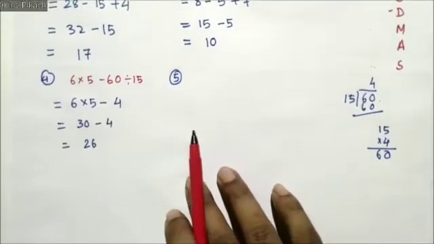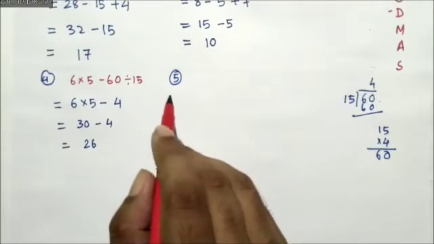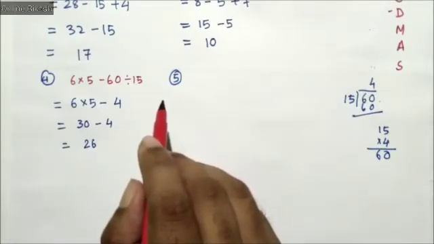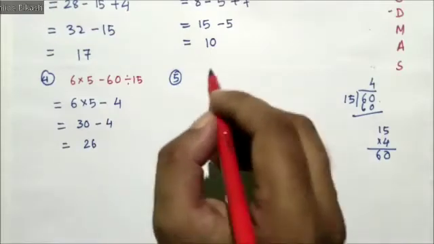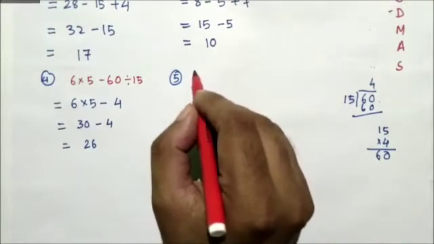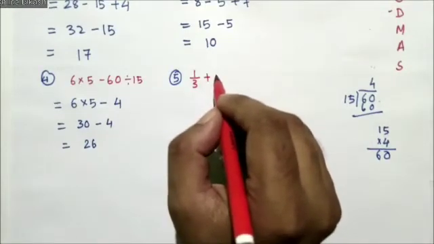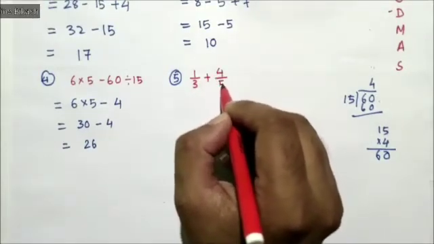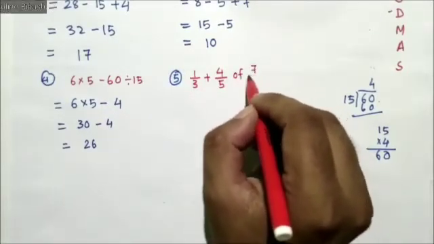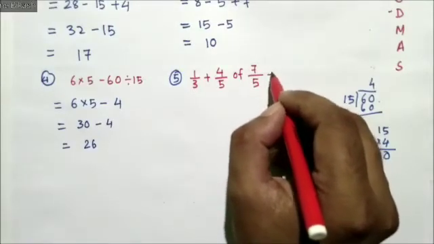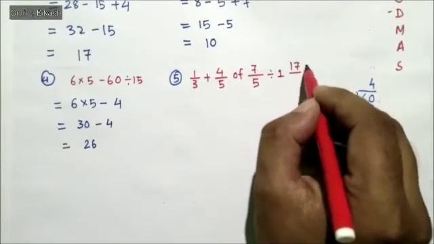but we will go to brackets and the 'of' portion also. In this question number 5, I will try to show you the use of 'of'. Say we have the fraction 1/3 plus 4/5 of 7/5 divided by 1 whole 17/25.